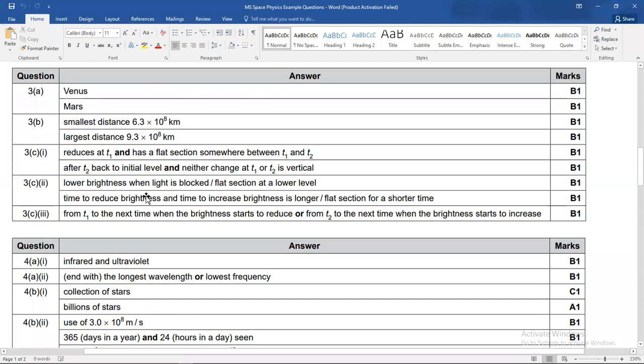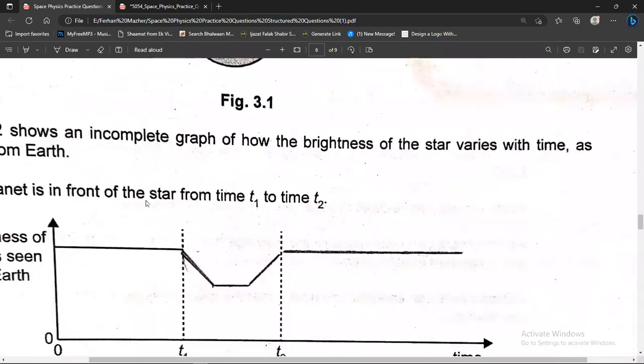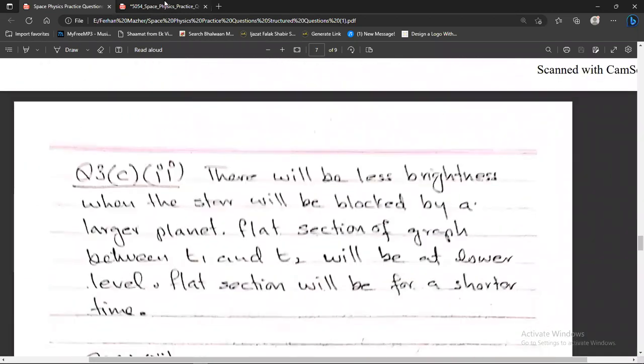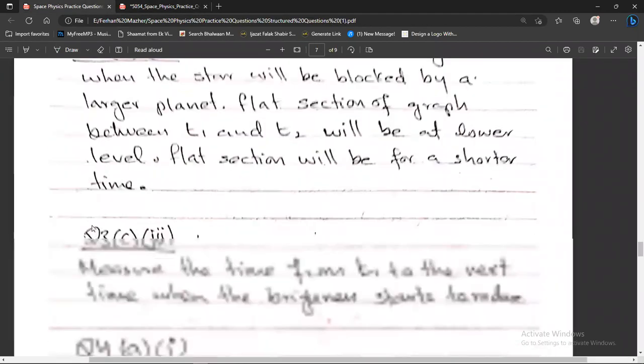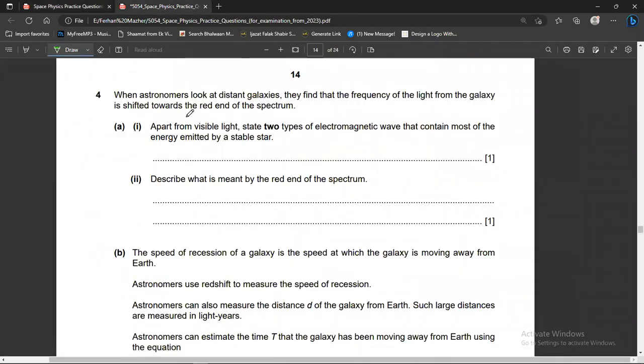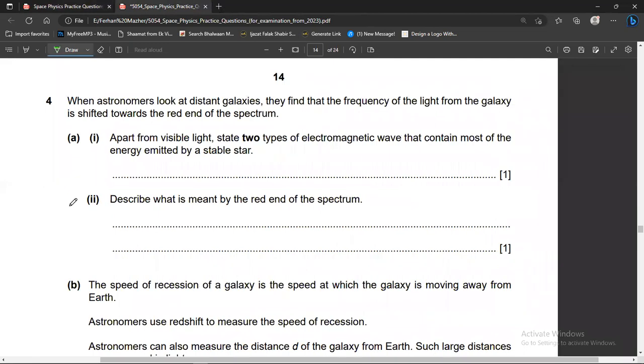My dear students, you can pause the video. You can take your time with this marking scheme. So we are on question number 4.